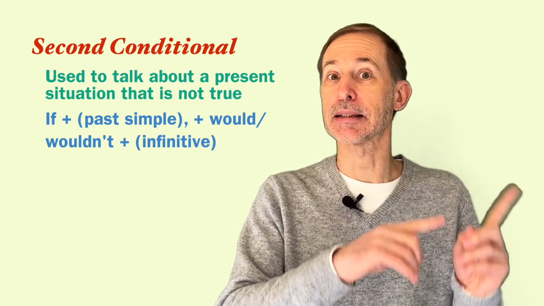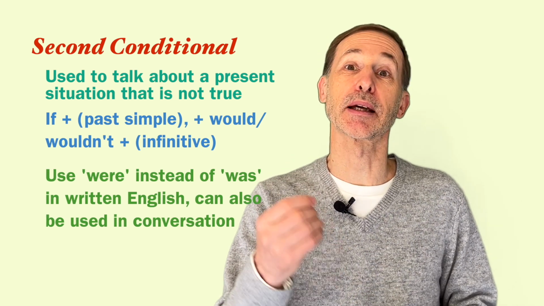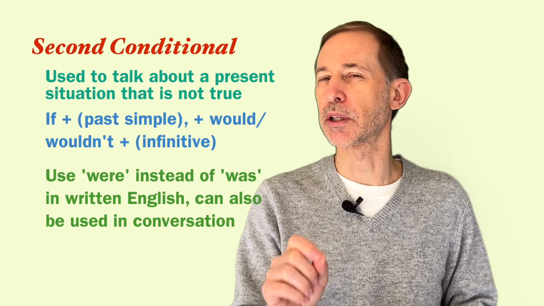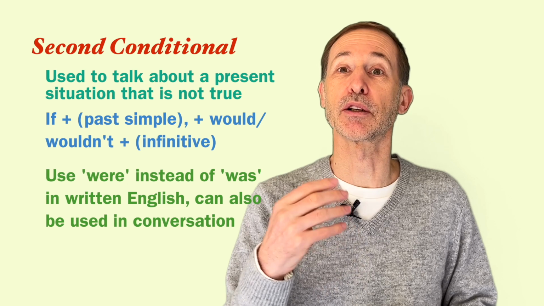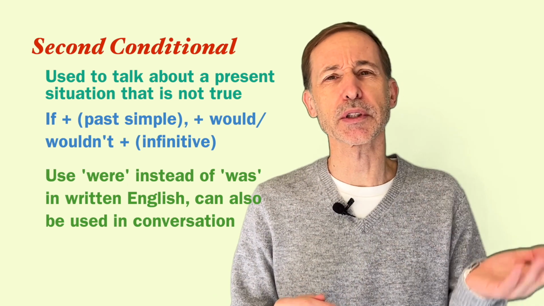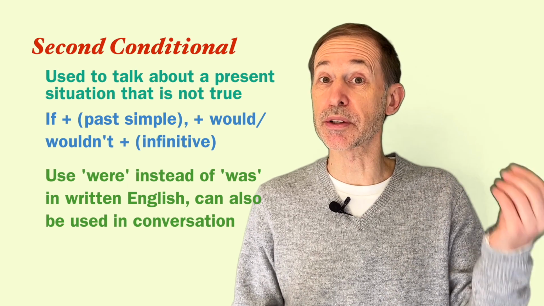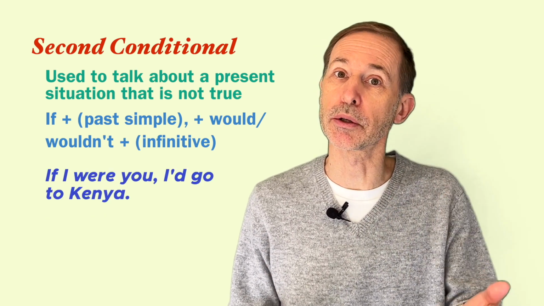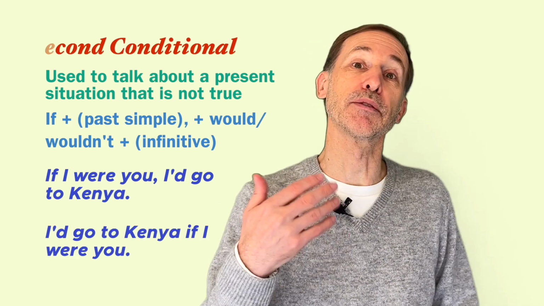Note, in the last example, we can use were instead of was to change the mood. And this is usually used in writing and often in conversation. Actually, in conversation, you can use was or were. So instead of "if I was you, I'd go to Kenya," you can change it. If I were you, I'd go to Kenya. Or I'd go to Kenya if I were you.